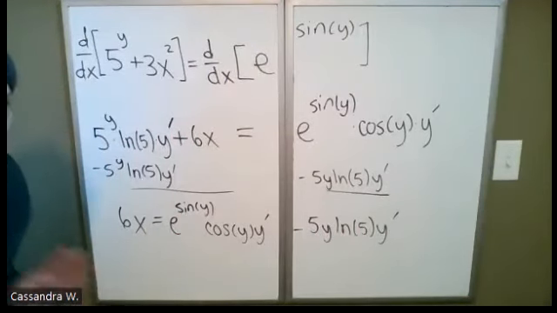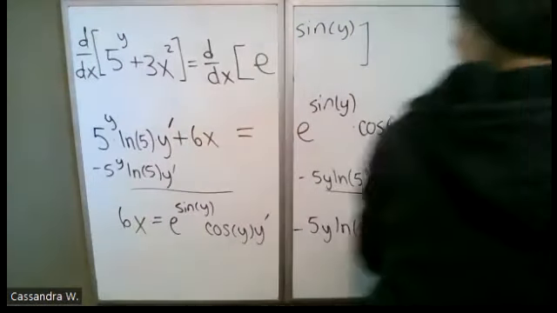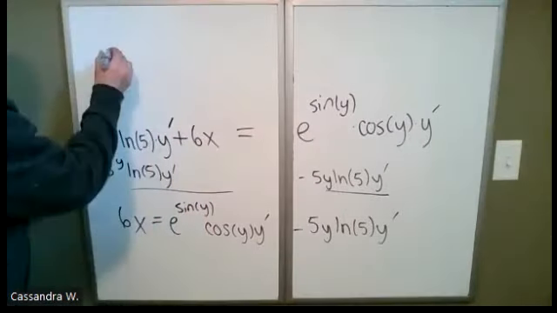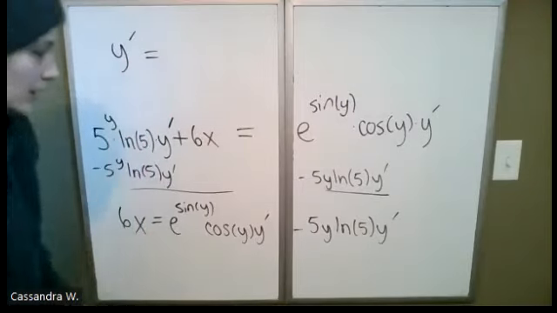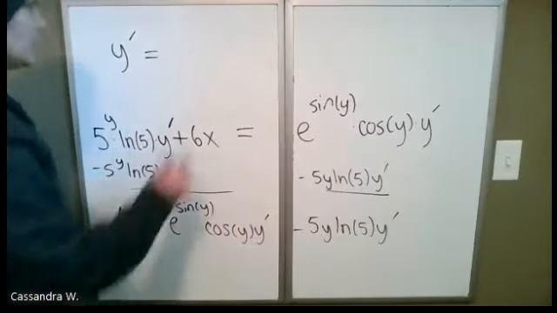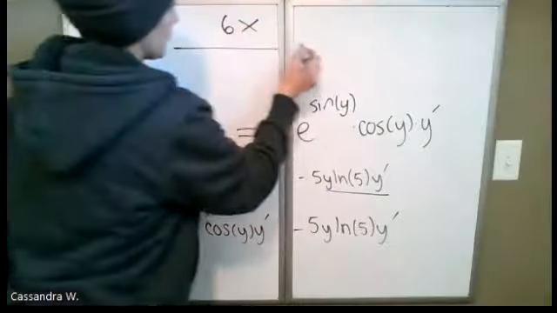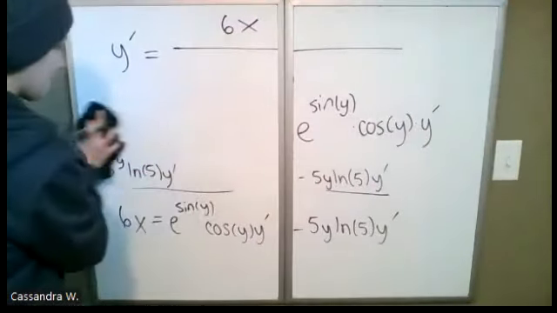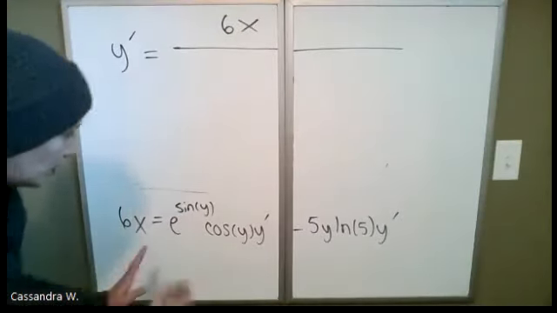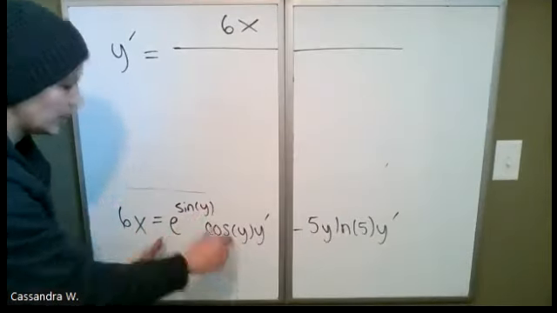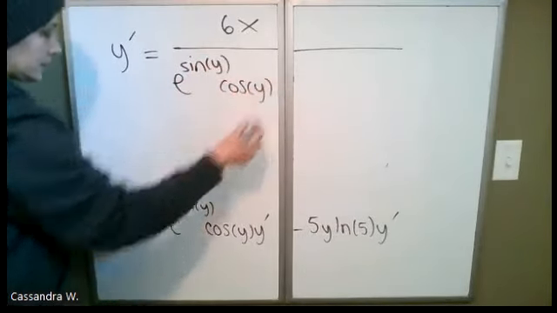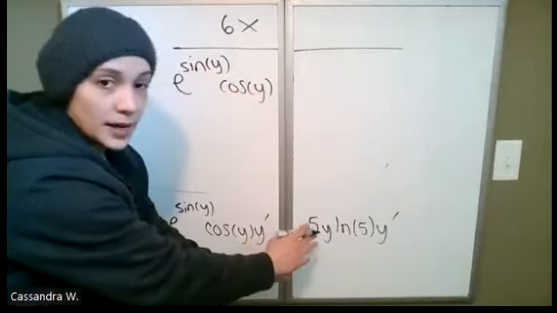And then we're going to have the answer, which I'm just going to jump to. So we factored out the y prime, and then we're going to have the 6x divided by what's left, which would be e to the sine of y, cosine of y, minus 5 to the y ln of 5.